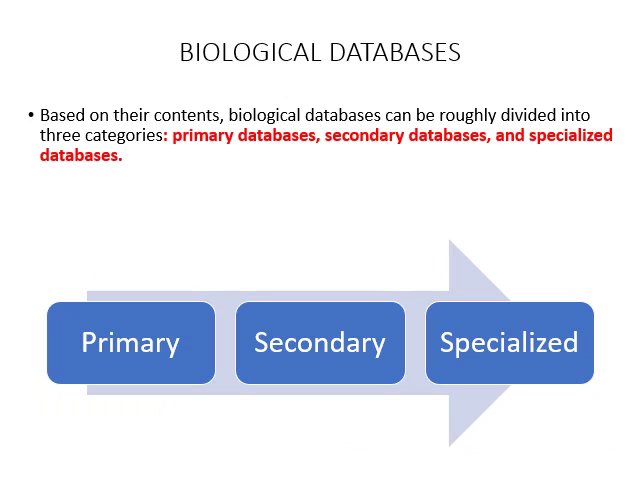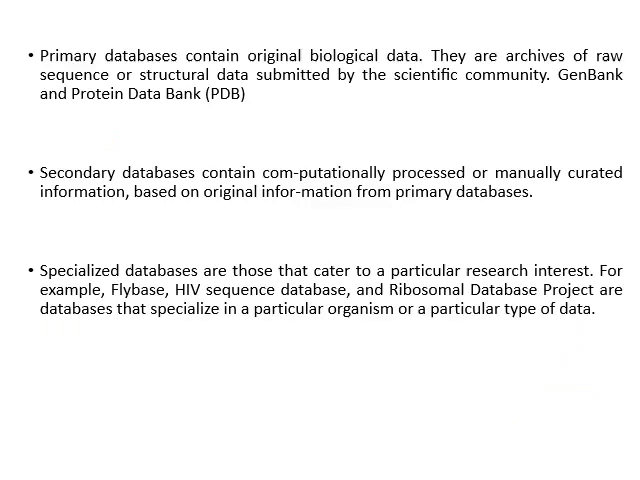What are biological databases? Now, in the biological databases, the information of or the data of nucleotide sequences, protein structure, it is stored. Now, based on their content, biological databases can be roughly divided into three categories. That is primary databases, secondary databases, and specialized databases. So primary databases contain original biological data.